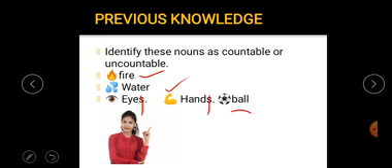I can count the number of eyes I have on my face. 1, 2. I can count the number of hands I have. 1, 2. In my room presently, I think I have about 3 balls if I should count them. So these ones are countable. I hope you understood our previous knowledge, countable and uncountable nouns. Now we move on.